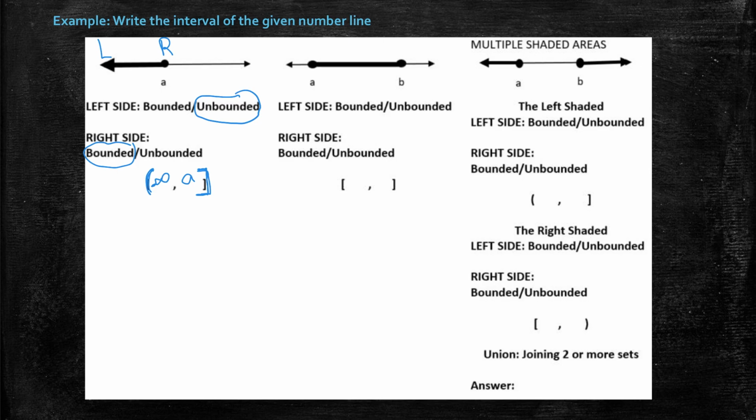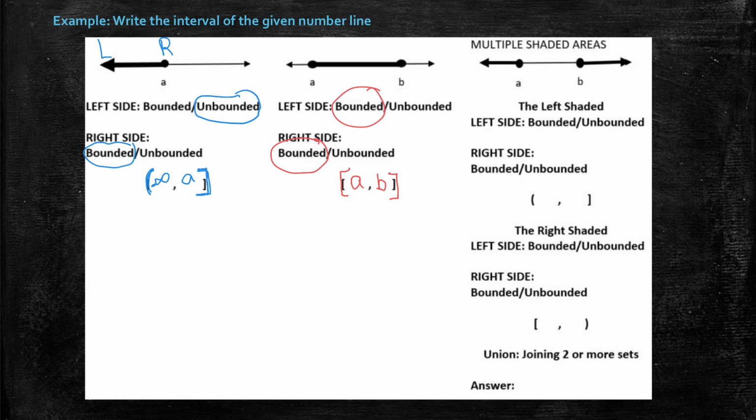This next example is one where on the left side it's bounded and on the right side it's bounded. Okay, so they're stopping it at both ends. Notice that we have brackets on both ends and you want to write them from least to greatest. So you'll have A first and then B. And so what that means is it's the interval from A to B.